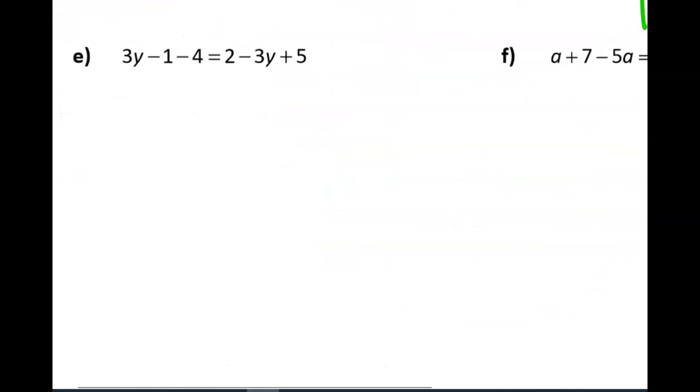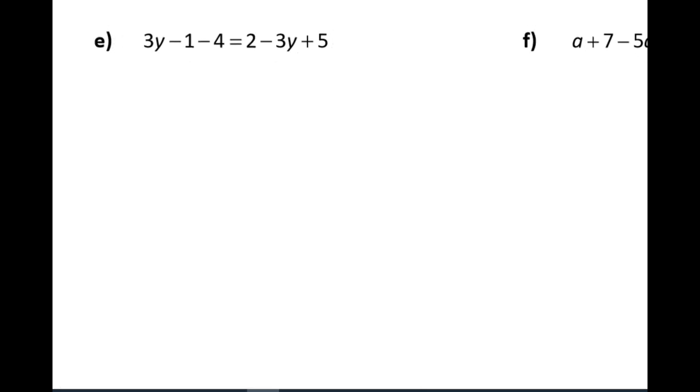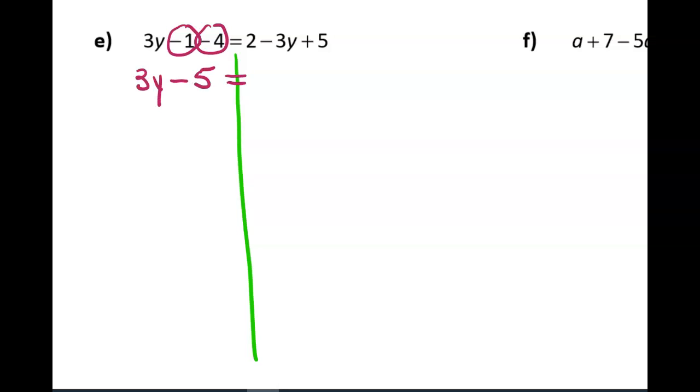All right, in E, we have another equation where we have some things that need tidying up on both sides of the equation. So I'll draw that line down the center with the equal sign. And on the left side of the equal sign, we have a -1 and a -4. They're going to combine together to give us -5. And then on the right side, we have a +2 and a +5. They're going to combine together to give us 7. And then we still have that -3y.